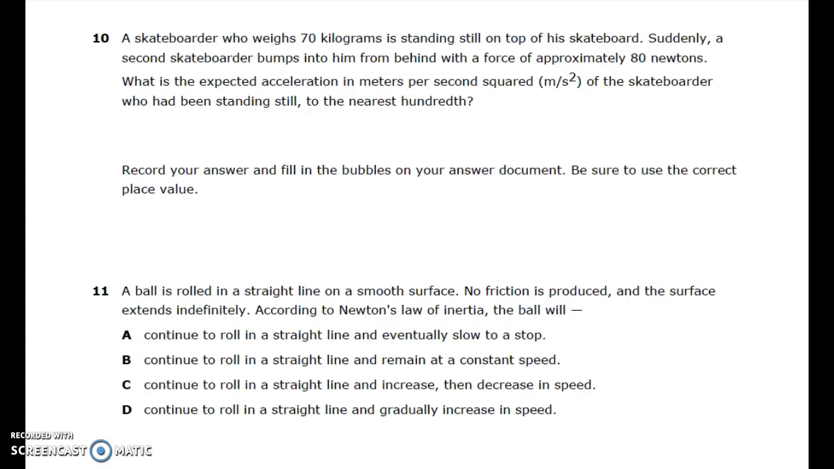Number 11. A ball is rolled in a straight line on a smooth surface. No friction is produced, and the surface extends indefinitely. According to Newton's law of inertia, the ball will A. Continue to roll in a straight line and eventually slow to a stop. B. Continue to roll in a straight line and remain at a constant speed. C. Continue to roll in a straight line and increase, then decrease in speed. D. Continue to roll in a straight line and gradually increase in speed.